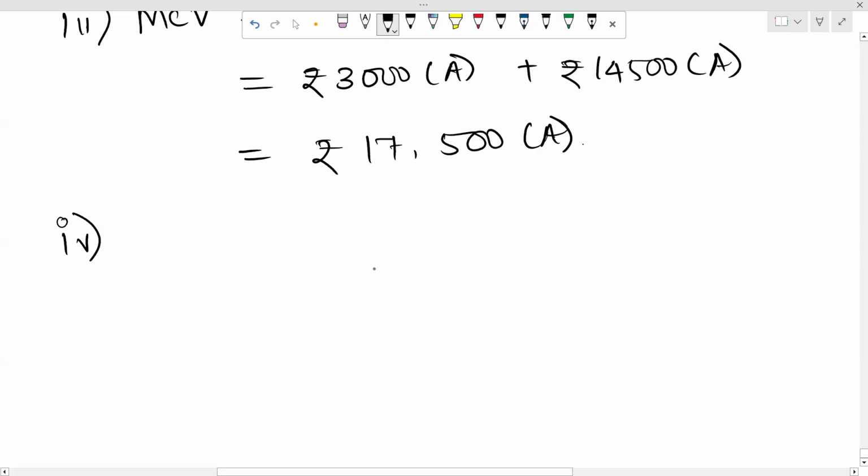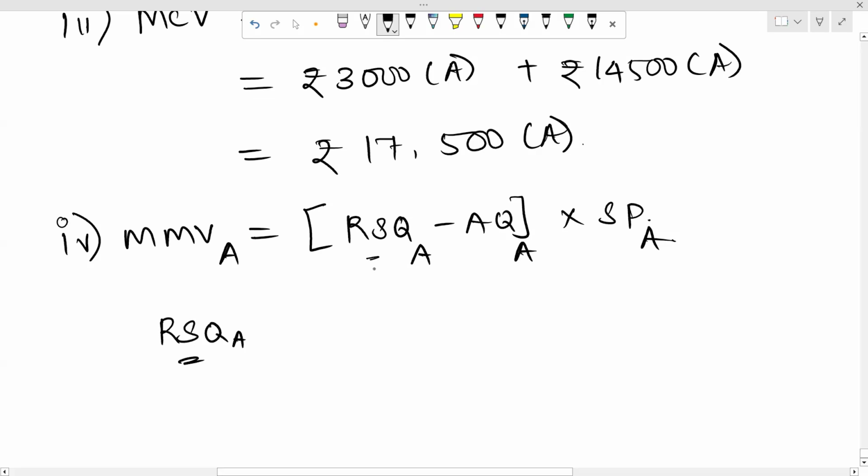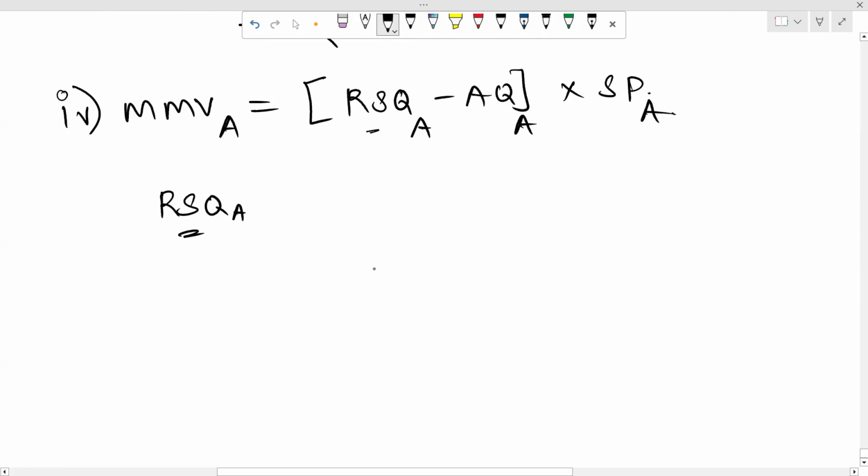Fourth requirement, material mix variance. So the formula for material mix variance is revised standard quantity minus actual quantity into standard price. We are having 3 raw materials. So material mix variance of A is equal to revised standard quantity of A minus actual quantity of A into standard price of A. So first, let's calculate each of the components of the formula separately. Revised standard quantity of A.